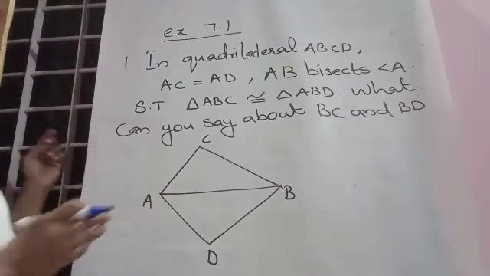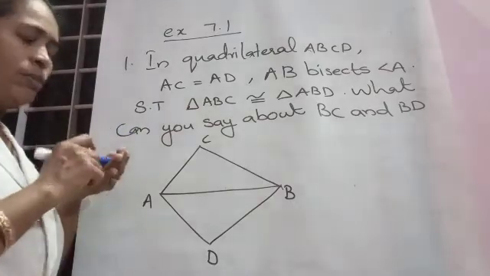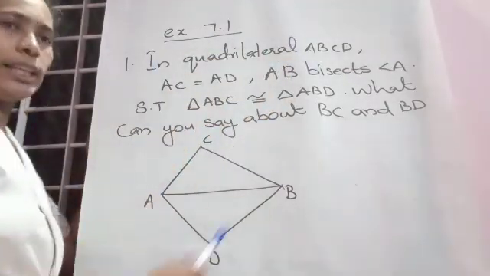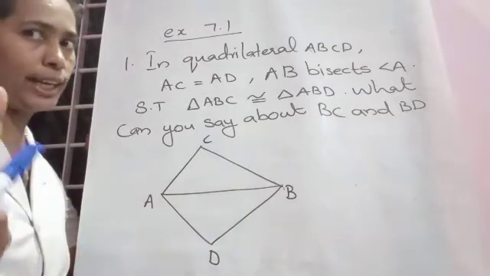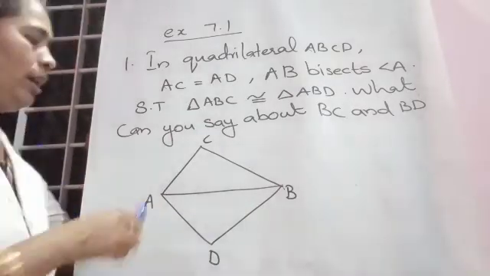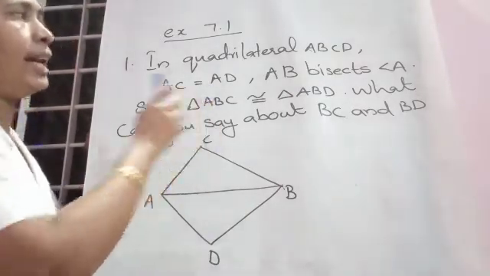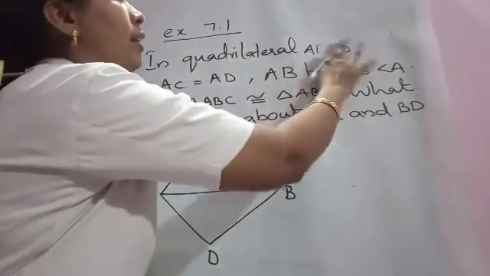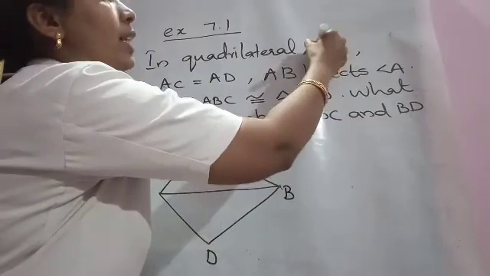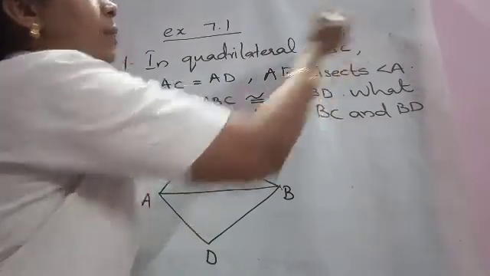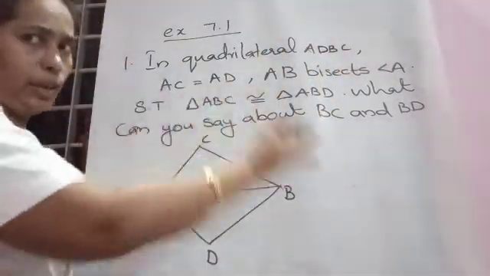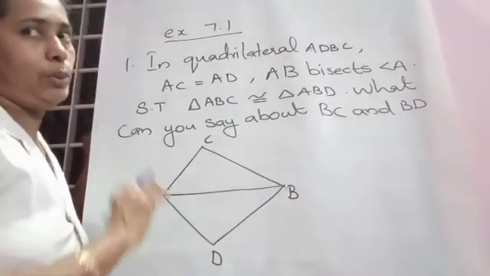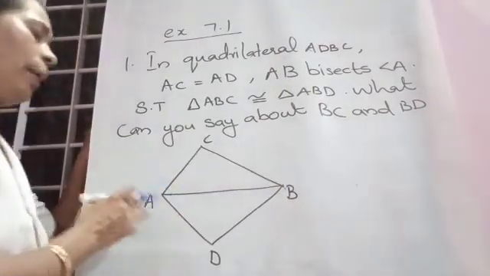Exercise 7.1. First question says that in quadrilateral ABCD, quadrilateral is very clear to you, a four sided closed figure. So ABCD is wrong. It is ADBC. Teacher has made a mistake, I think. ADBC, clockwise or anticlockwise. ACBD you can write or ADBC you can write according to you. Okay, so teacher has ADBC.